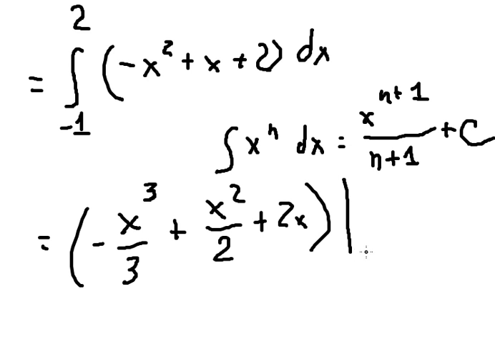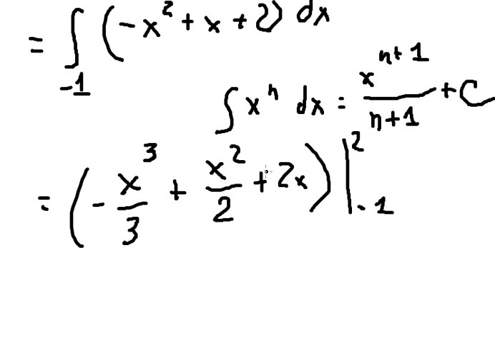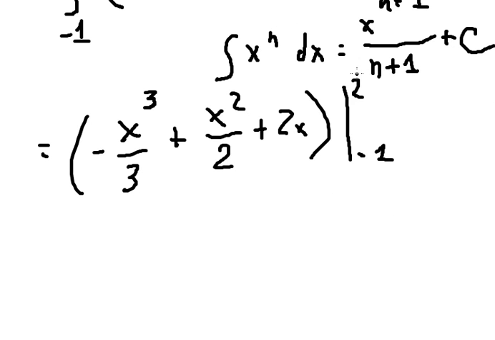And we have the bounds from negative 1 to positive 2. So we put number 2 in here, negative 1 in here, and we have like this.